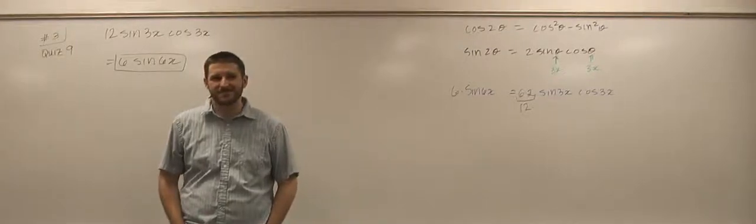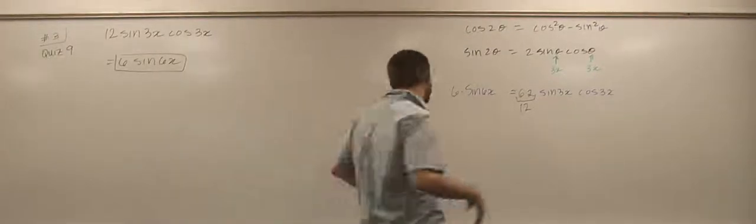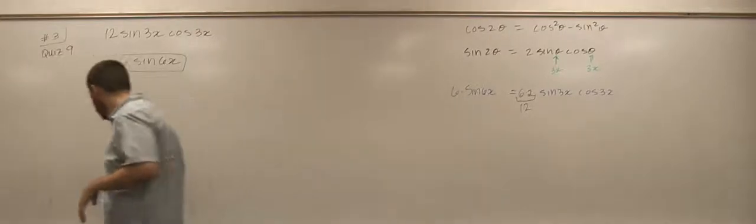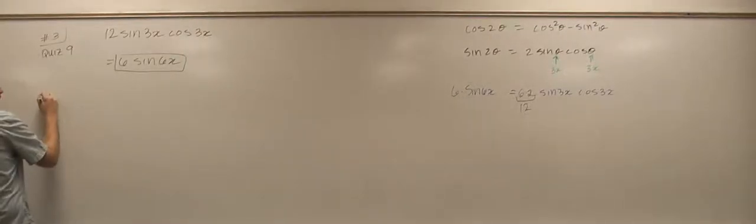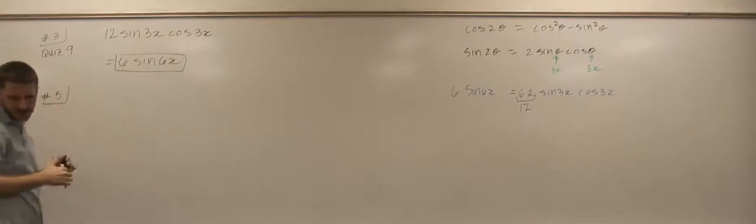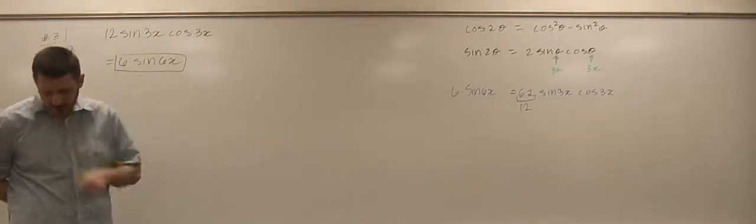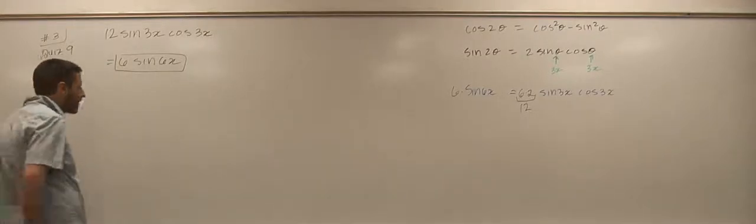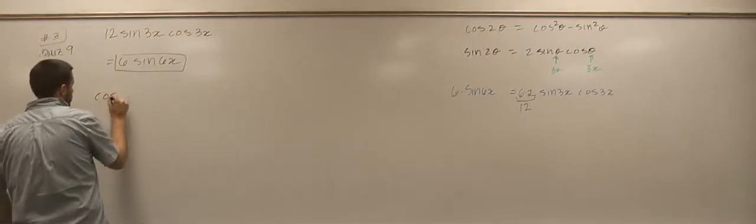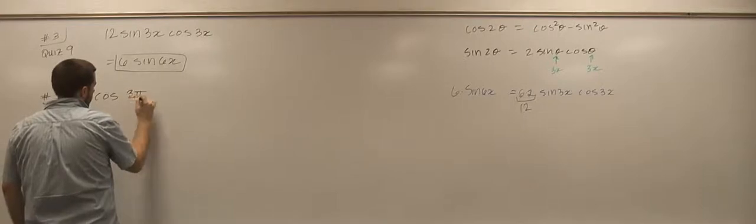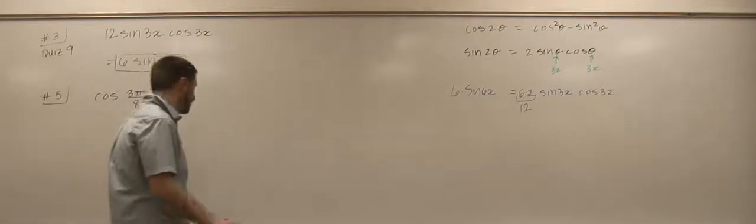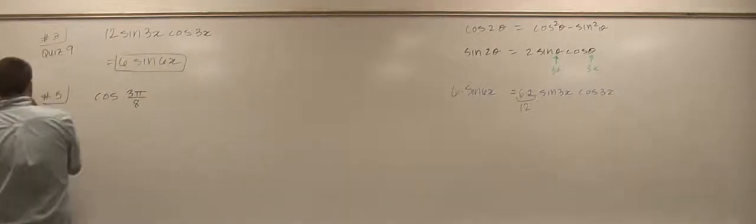Number 5 on the quiz asked you to use half-angle formulas to determine the exact value of the expression, and I gave you cos of 3 pi over 8. So this is from quiz 9 again.